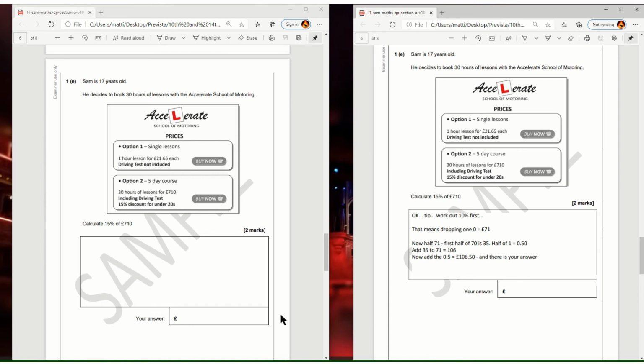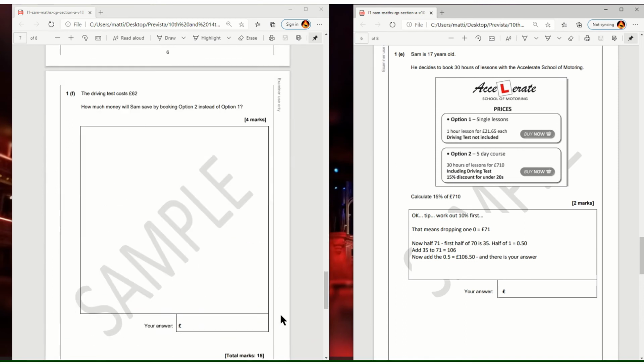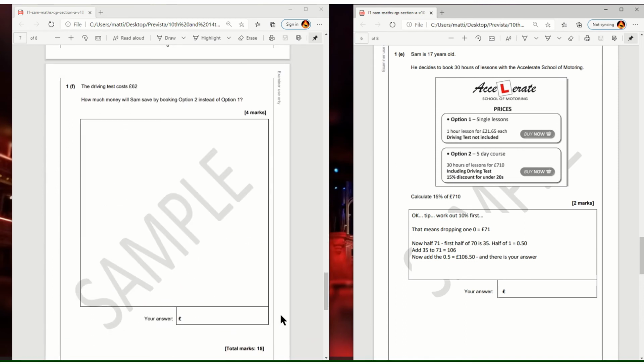Okay, right, so question F1F, the driving test costs £62. How much money will Sam save by booking option 2 instead of option 1? Well, here we go. Hopefully you've got the details over here for the figures and sums that you actually need. So again, have a try at that question, put yourself on pause, have a go through, and see what you come up with. And I will rejoin you very shortly when you press play.